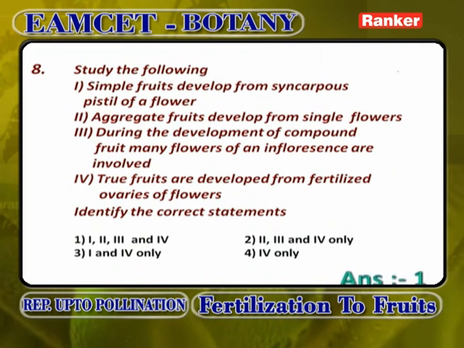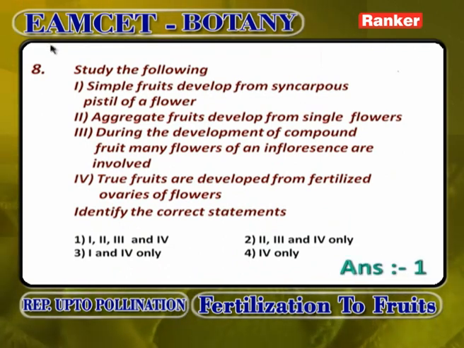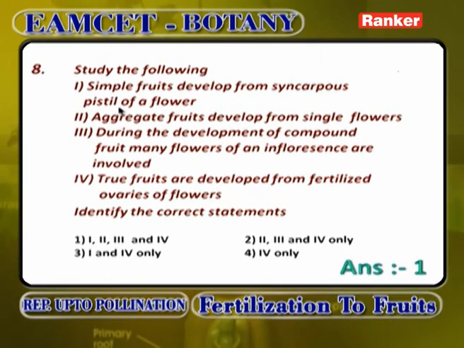Study the following. Simple fruits develop from syncarpous pistil of a flower. Correct. Simple fruits always develop from syncarpous pistil of a flower. Aggregate fruits develop from single flowers. This is also correct. Aggregate fruits develop from a single flower but apocarpous ovary. During the development of compound fruit, many flowers of an inflorescence are involved. So the total inflorescence is converted into fruit in compound fruit.